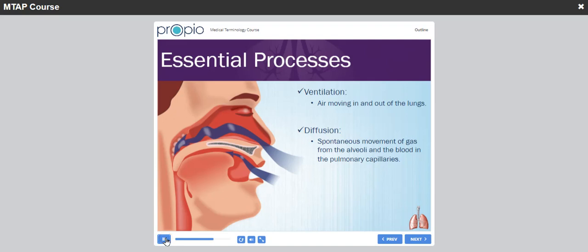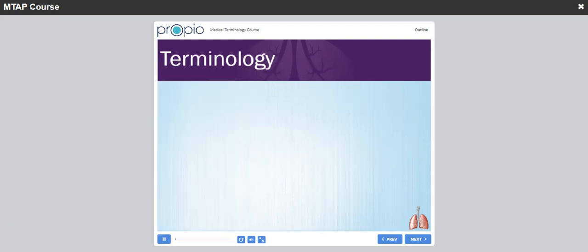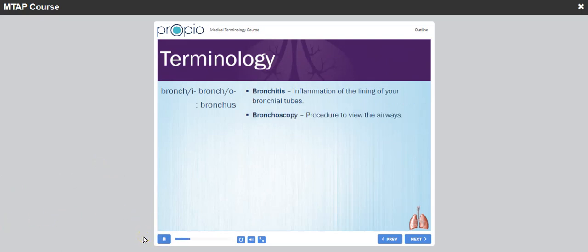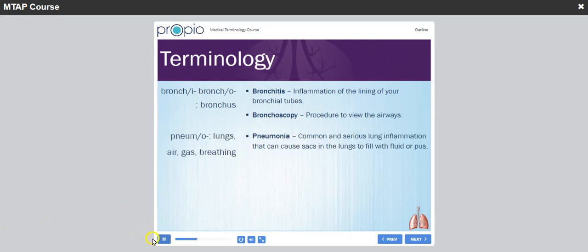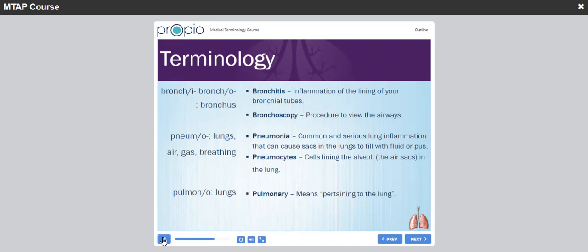Here's some sample terminology related to the respiratory system. Bronchitis, the inflammation of the lining of your bronchial tubes. Bronchoscopy is the procedure to view the airways. Pneumonia is a common and serious lung inflammation that can cause sacs in the lungs to fill with fluid or pus. Pneumocytes are cells lining the alveoli, the air sacs in the lung. Pulmonary means pertaining to the lung. Pulmonologist is a physician who specializes in the respiratory system.